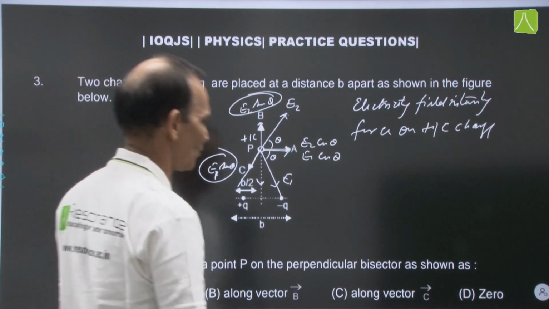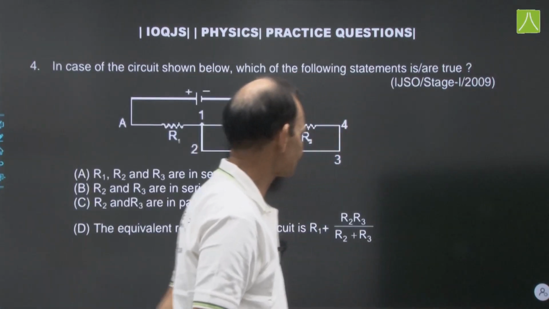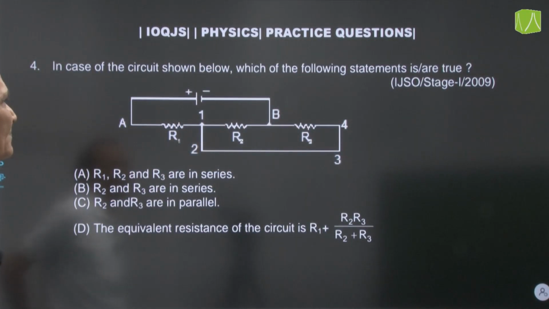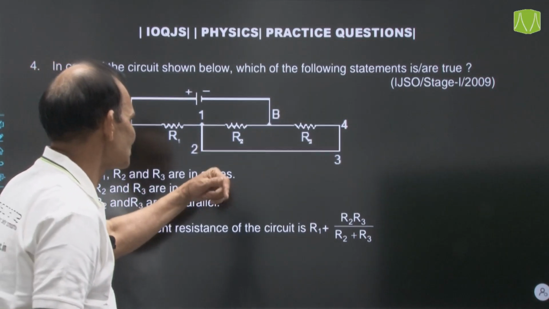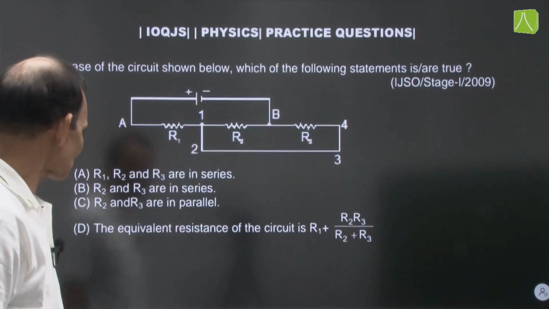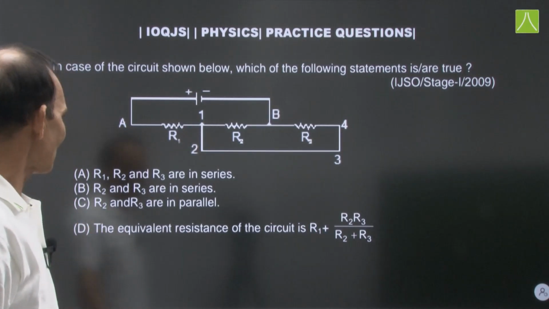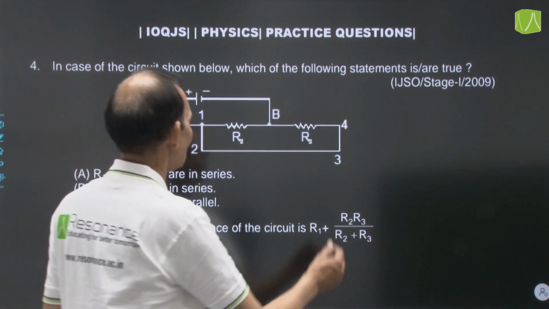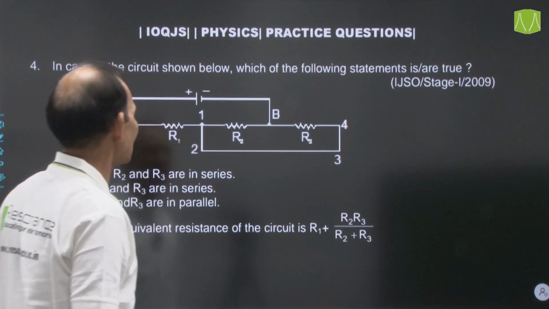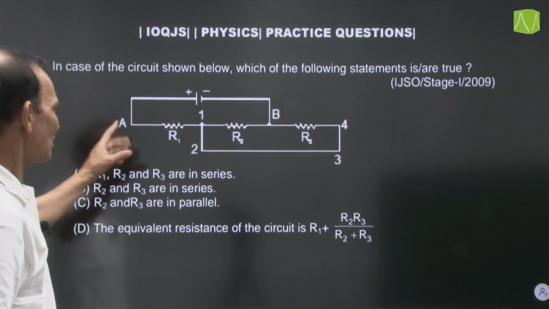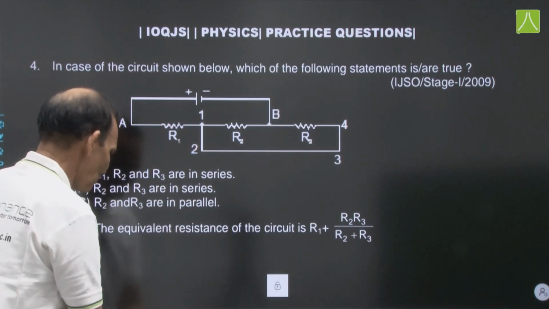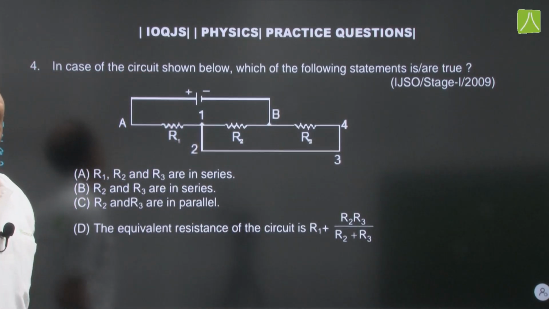Okay, next question, number 4. In case of the circuit shown below, which of the following statements is true? R1, R2, R3 are in series. R2 and R3 are in series. R2 and R3 are in parallel. The equivalent resistance will be this one. So, let us solve it. We have to find the equivalent resistance, which is not given in the question. Only 2 points are given. This point is A, this point is B. We have to find the equivalent resistance between A and B.